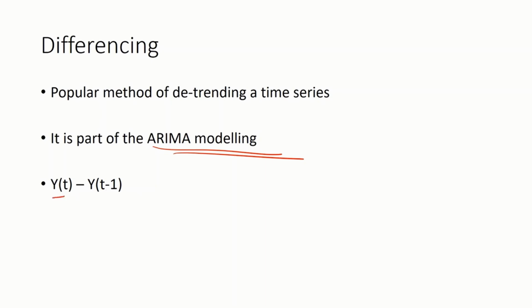So if yt is the series and yt minus 1 is the lag, then yt minus yt minus 1 is the first order differencing, and then you can go on doing that, right? You can have second order also and third order and so on. So that's about differencing. We'll take an example to see how we can do detrending in Python.